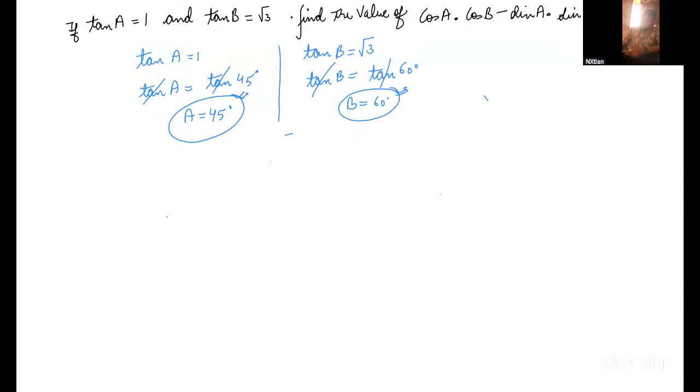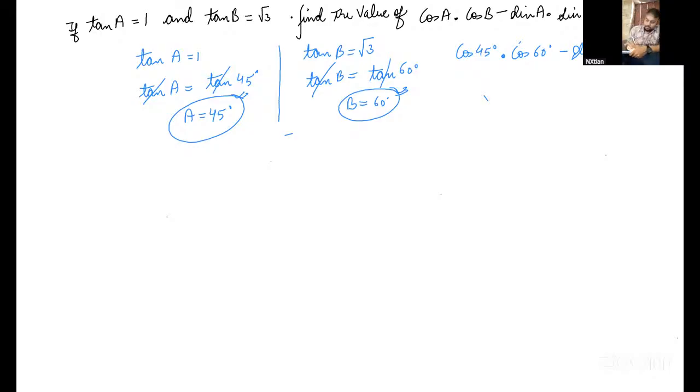Now it is written as cos A. So cos 45 into cos 60 minus sine 45 into sine 60. Miracle, please turn on the camera. Just put the values. Wherever A is given, I wrote 45. If B is given, I wrote 60. If A is given, I wrote 45. B is given, I gave 60. Did you understand? Yes or no?